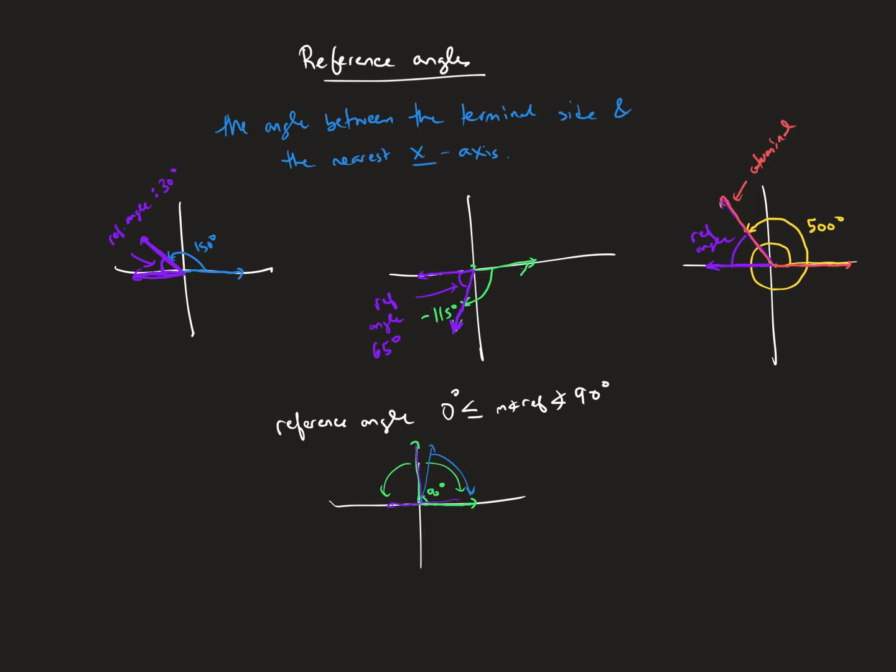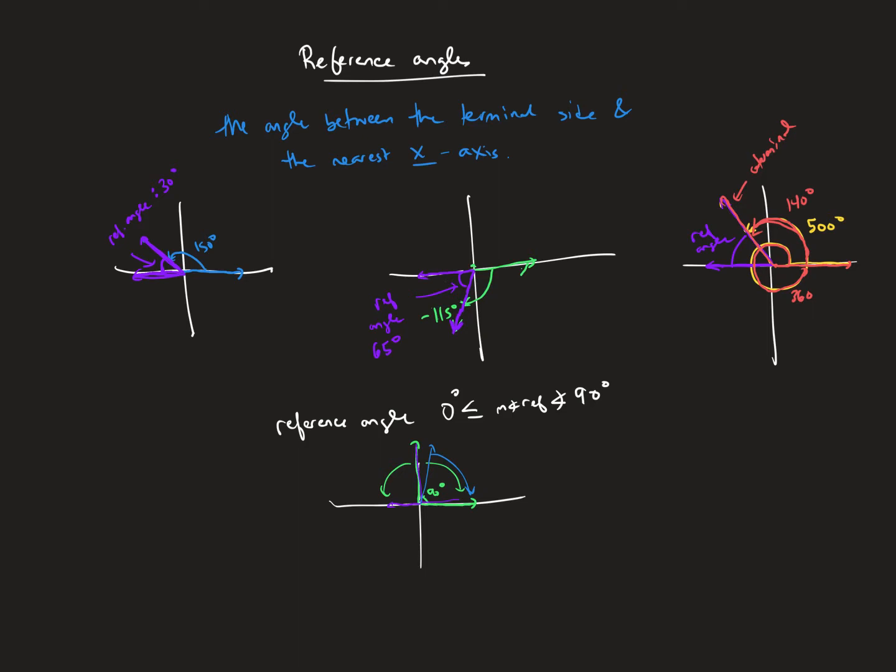And remember, coterminals share terminal sides. So I went around a full rotation, 360, and then I went around more to make the 500-degree angle. If I think about the 360 being part of the angle, then the rest of the angle is going to finish up that 500. So if I take 500 and take away 360, that's going to give me 140 degrees. So 140 degrees and 500 degrees are coterminal. They share a terminal side.